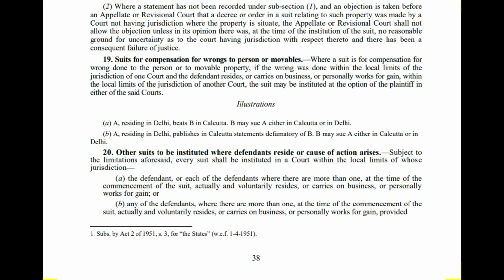Now let us move to the next illustration. A is residing in Delhi, but he publishes in Calcutta a defamatory statement about B. Then B may sue either in Calcutta or in Delhi. He can sue in either Calcutta or Delhi. Now let us move to the next section, section 20.